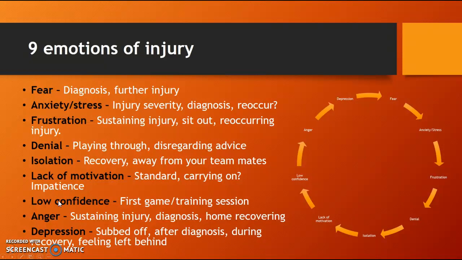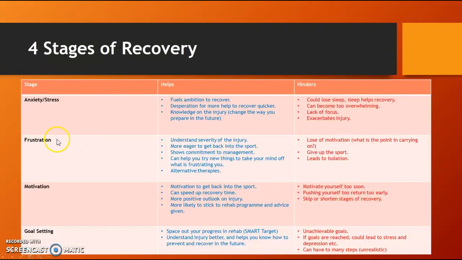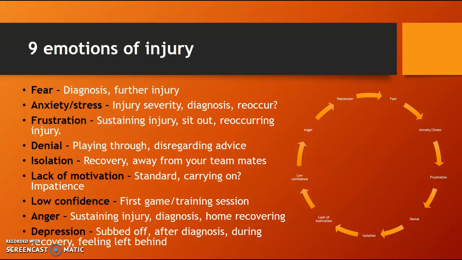Okay, so now we're moving on to the 9 emotions of injury. So one of the first emotions that an athlete might feel is fear. So this can be experienced when finding out the diagnosis of their injury, or fear of playing through the injury with the fear of making the injury worse. As you can see here, fear starts up here. Then we move on to anxiety and stress.